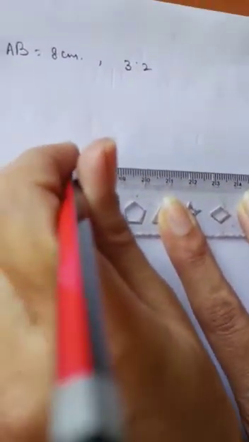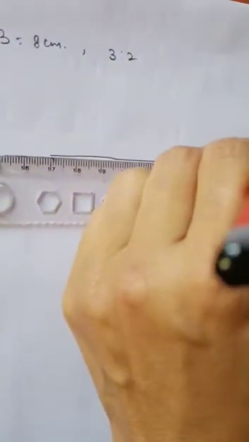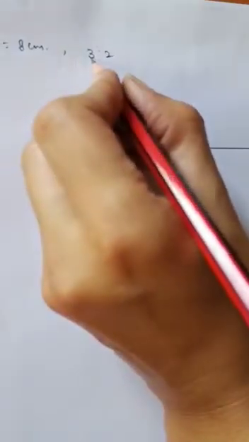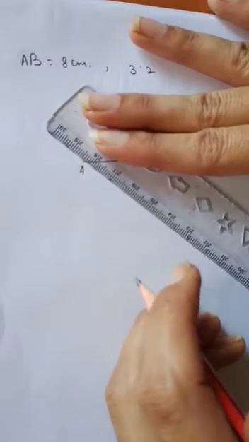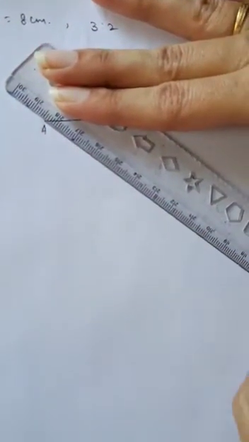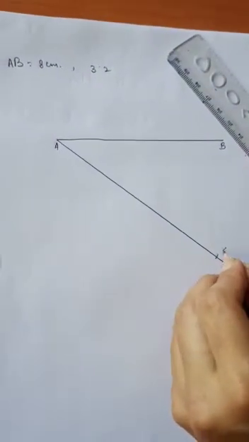Okay, so let us start. Here I am making a line segment of 8 centimeters. So here is AB as a line segment. Then we have to divide it in the ratio 3:2. With the help of the scale, I am making an acute angle from the point A. So this is an acute angle. Let that point be X.